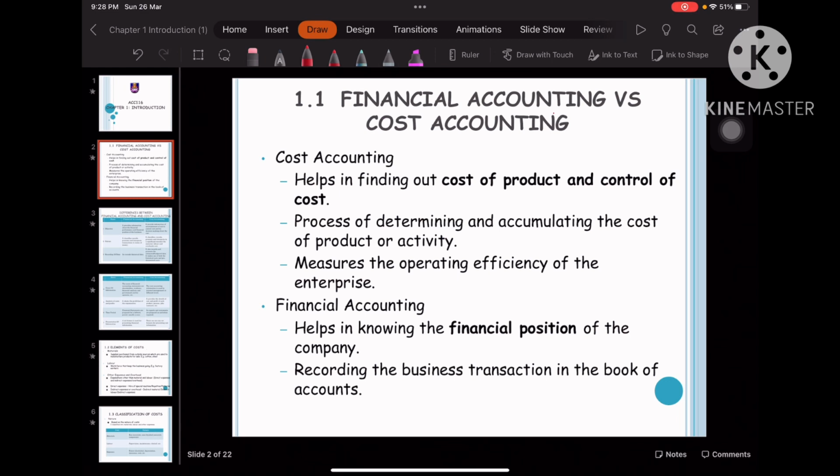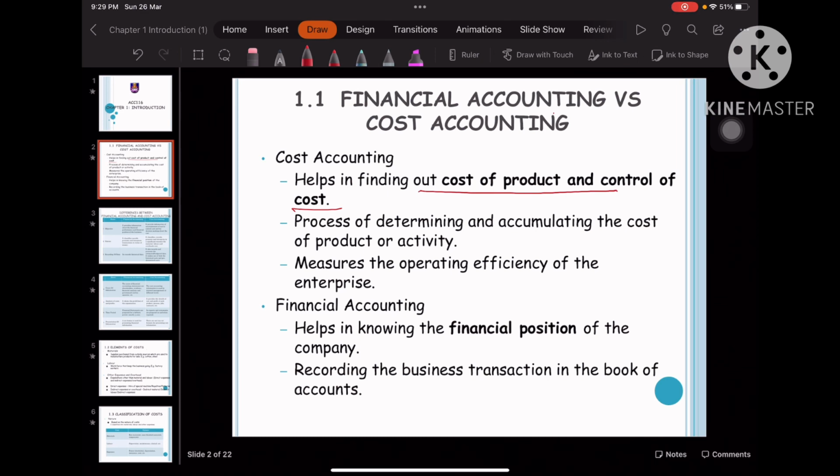First of all, under 1.1 we would like to see the difference between financial accounting and cost accounting. Cost accounting helps in finding out the cost of a product and the control of cost. Basically, let's say we have a product, we would like to see the total components of the cost in the product, and then how we should control the cost.